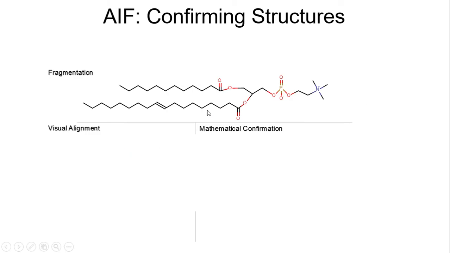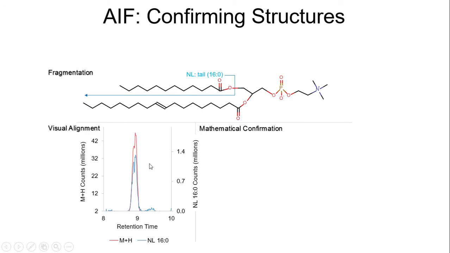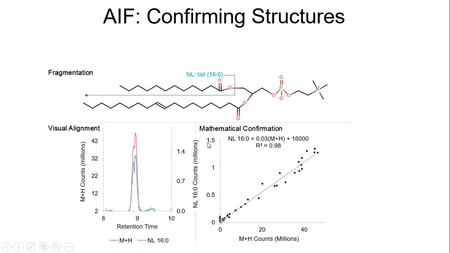The way LipidMatch does this, we showed visual alignment here. It does a correlation between the ion intensities of the precursor ion and the fragment ion, and then it uses an adjusted correlation coefficient cutoff. For example, an R squared of 0.6, and anything below that cutoff is not considered a fragment that was confirmed.